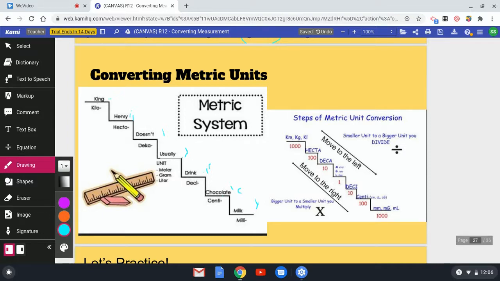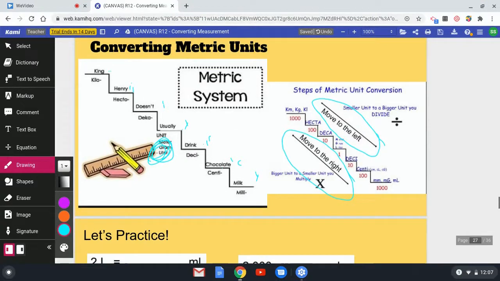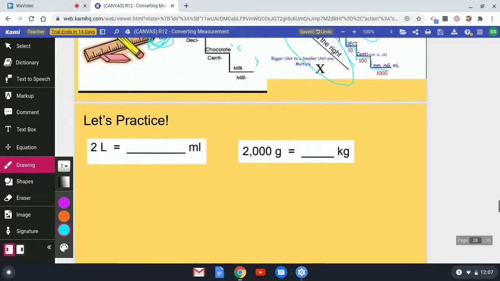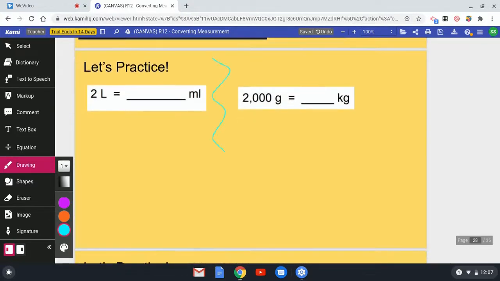So here's the thing. We just have to remember kilo, hecto, deca, and our unit, meters, liters, and grams, deci, centi, and milli. And all we have to do is either move the decimal to the right or move the decimal to the left. You may want to jot down this chart right here showing the steps. Okay, let's practice.